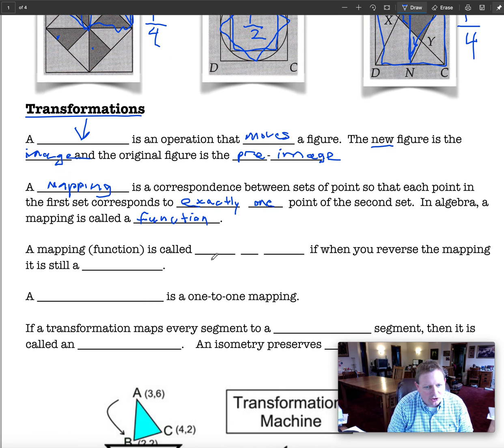A mapping function is called one-to-one if when you reverse the mapping, it is still a function.